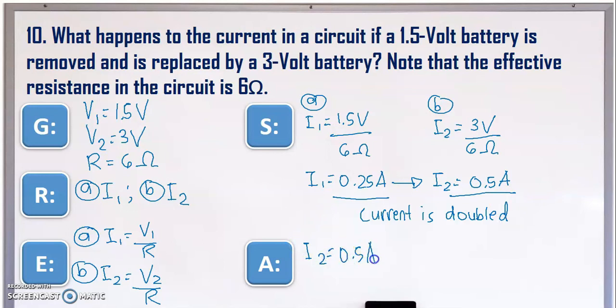We can solve this problem by simply analyzing the values of the initial and the final voltage. From 1.5 volts, it becomes 3 volts. Here, we can say that the voltage is doubled.